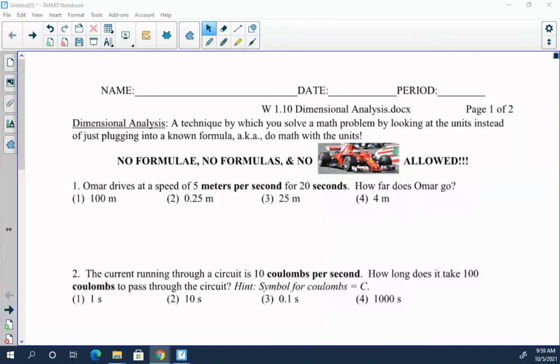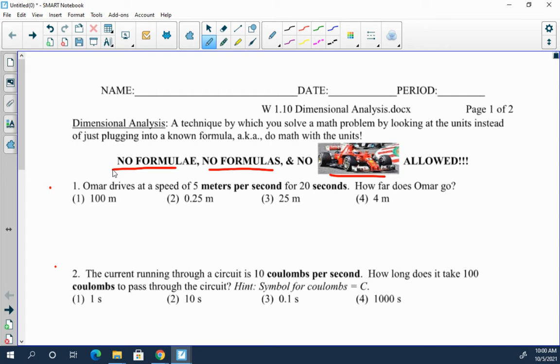All right, so you got this homework assignment tonight, W1.10, and then also 1.12. But 1.12 we talked about. 1.10, let's go through this. What do we mean? No formulas. No Formula One either. On your reference table, there are equations that address each of these questions then.